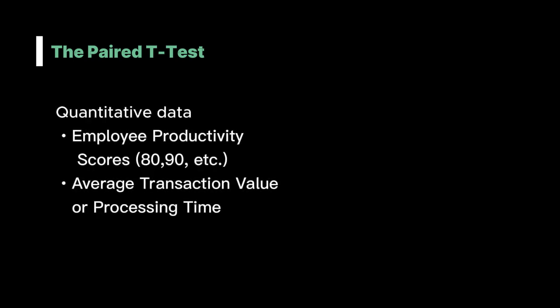The paired t-test is used when you have quantitative data, numbers that measure performance such as employee productivity scores, average transaction value, or processing time. The critical difference is that we are looking for a change within the same group of people. Simply, we compare a score before the training to a score after the training.